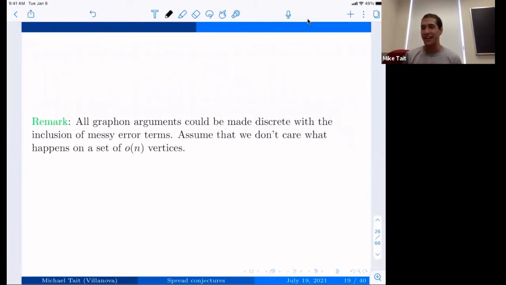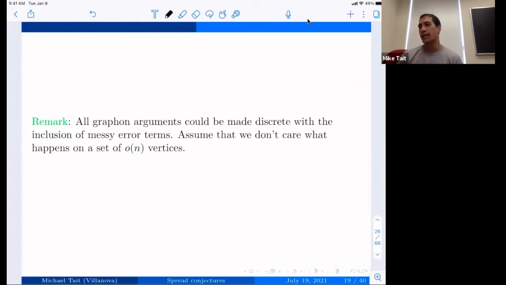Using graphons is not why we were able to prove this theorem. You could rewrite all of our arguments without using any graphons at all. It would just be messier. So it just makes it cleaner, basically. And because of that, I'm not going to say anything about graphons in this talk. So you don't have to worry about that.